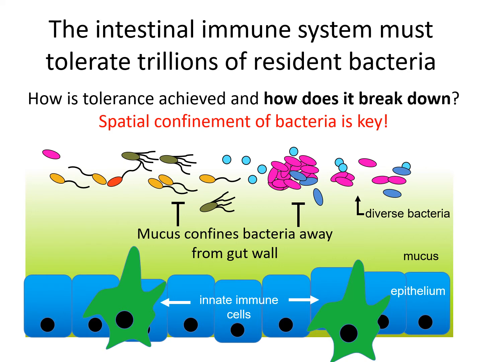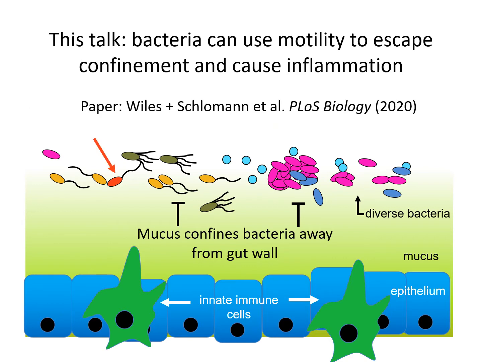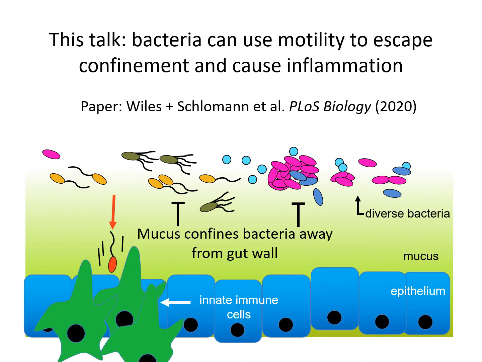So today, I'm going to tell you about a bacterial mechanism that we've been studying for how this confinement can break down. This mechanism involves bacteria using swimming motility to effectively escape this confinement and access the epithelial boundary layer and then cause inflammation. And everything I'm going to tell you about today is written up in a paper that is recently accepted for publication in PLOS Biology, should be out soon, and is also on bioRxiv.